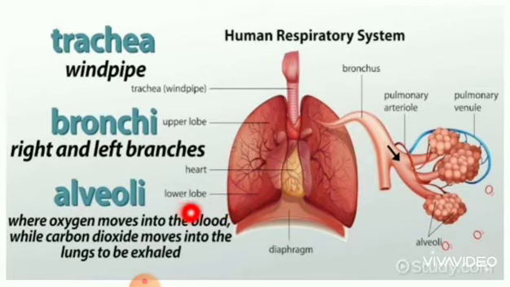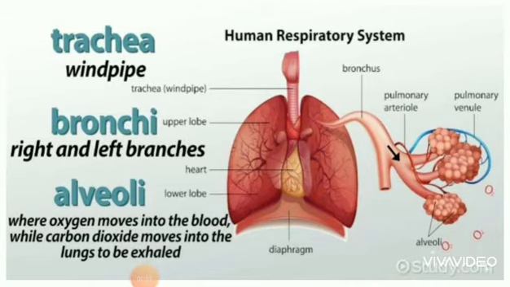So this is alveoli, right? Where oxygen moves into the blood while carbon dioxide moves into the lungs to be exhaled. The lungs are two spongy elastic bags on each side of the thoracic cavity. The thoracic cavity is bounded dorsally by the vertebral column and ventrally by the sternum, laterally by the ribs and the lower side of the dome shaped diaphragm. This is the diaphragm.